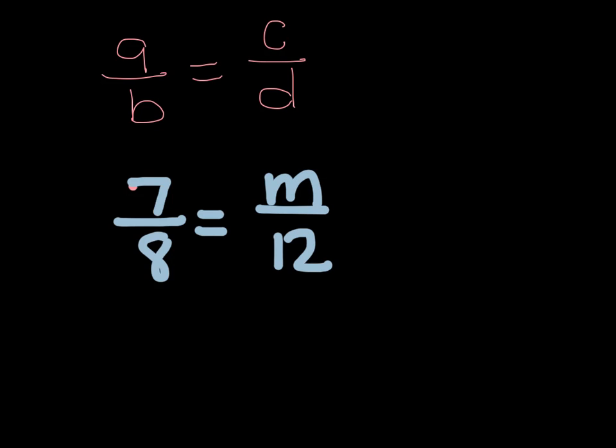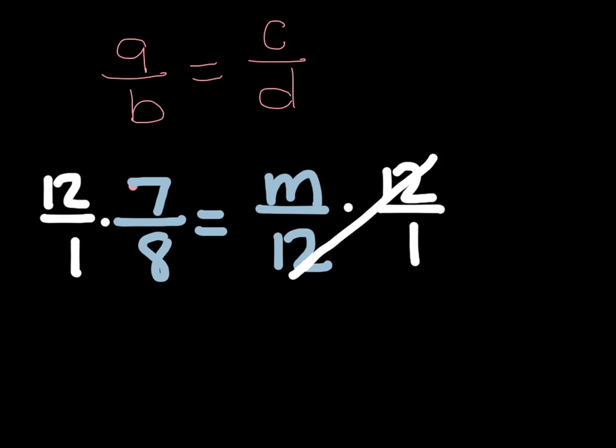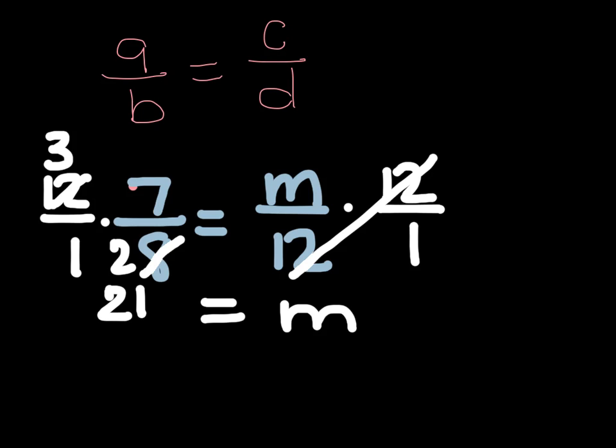Well, right now you look at this as M divided by 12, so to undo dividing by 12, you would multiply both sides by 12. And as long as you do it to one side, you have to do to the other. So that cancels. So you're left with M on this side, and over here you can simplify. And you would get 21 halves, or 10 and a half, but you can just leave it as 21 halves.